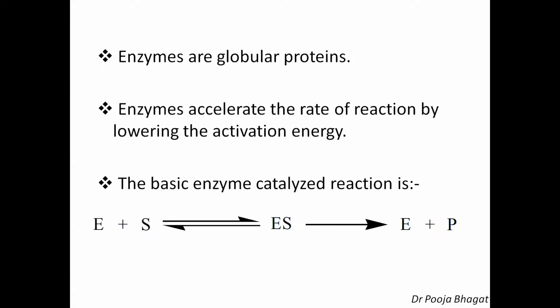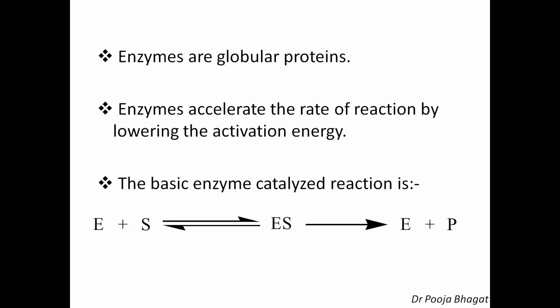And then enzymes accelerate the rate of reaction by lowering the activation energy. So the rate of reaction in presence of enzyme is increased by many folds as enzymes decrease the activation energy. And as the activation energy is reduced, the reactants can easily overcome that barrier to form the product, and therefore the rate of reaction is increased.